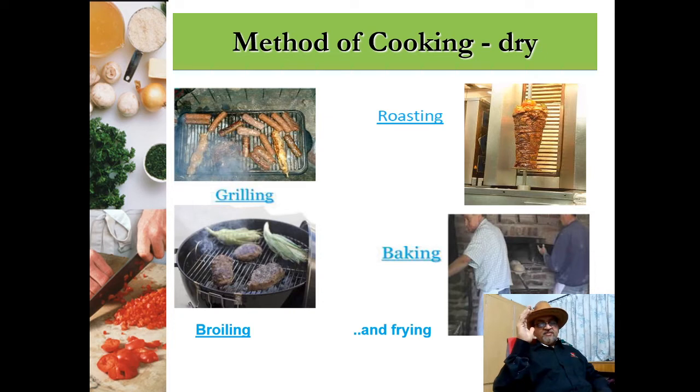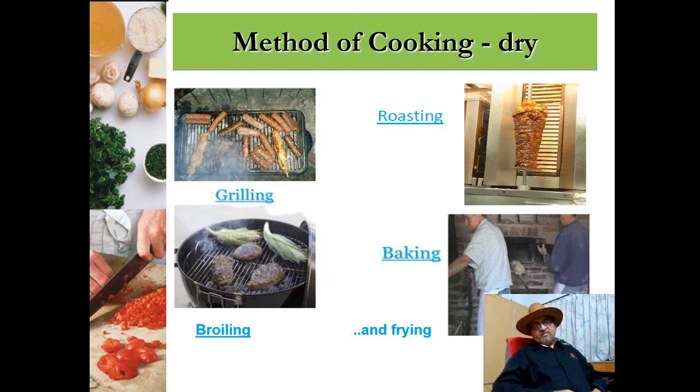Bottom left, broiling. Now, what is broiling? Broiling is cooking foods just like grilling. Same equipment, same apparatus may be used. However, the difference between broiling and grilling is that in broiling, no fat is used. And grilling cannot be done without the use of fat.